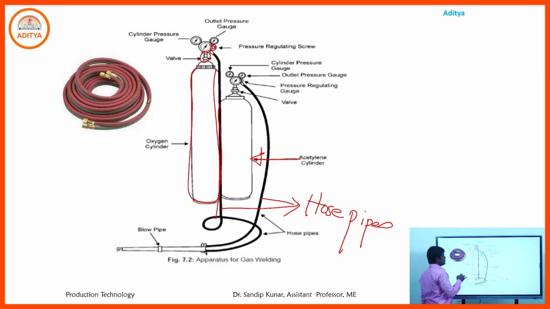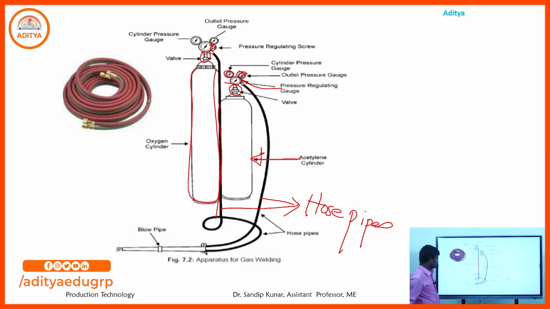Now the same thing is kept for the acetylene cylinder, and in case of the acetylene cylinder, a valve is there. Then there is the pressure regulating gauge, that is the outlet pressure gauge, and that is the cylinder pressure gauge. With the cylinder pressure gauge, we measure the pressure of the cylinder containing the acetylene.